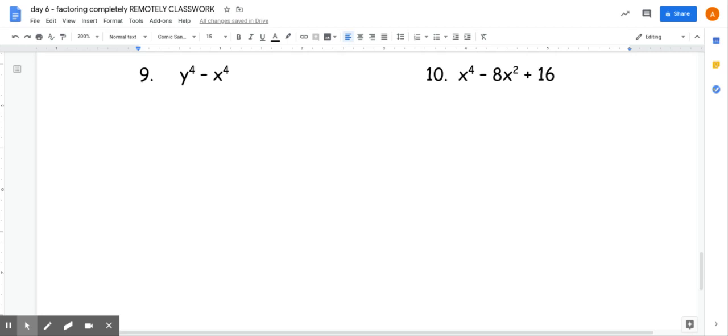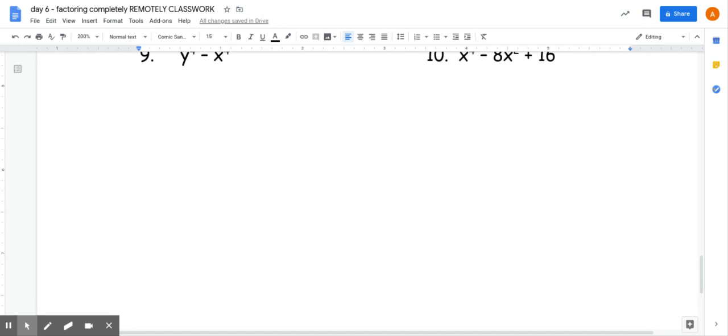All right, so these are the last two problems on the factoring completely classwork problems that you put in the Google form. So in this first one, number 9, again, you always ask yourself, is there a GCF? And clearly there's not because they're two different variables. So our only other option would be having a difference of two squares.